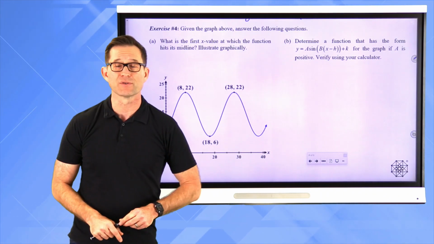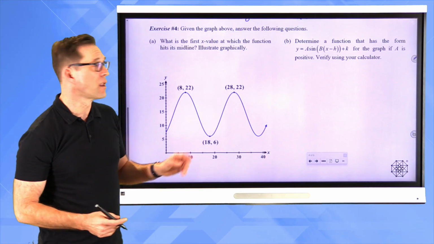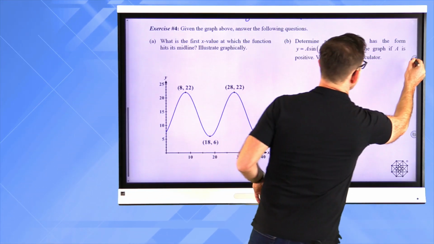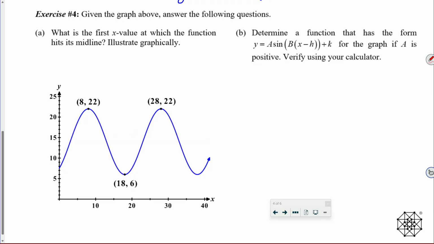Now let's take a look at exercise number 4. Given the graph above, answer the following questions. Letter A. What is the first x value at which the function hits its midline? Illustrate graphically. Well, let's actually throw that midline here, okay? So I know that I have it graphed on the one above, but I'm going to graph it again. That midline was at y equals 14. Right? And there is that first x value.